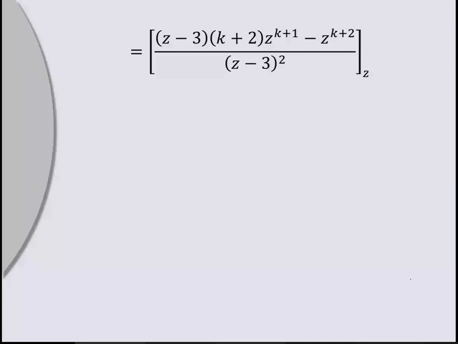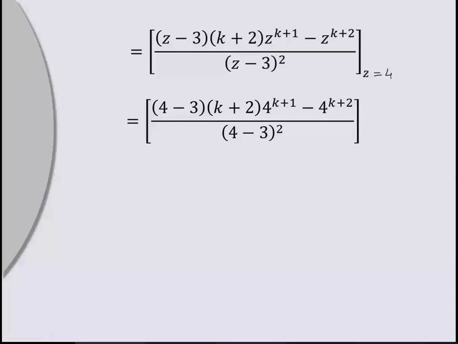Put z equal to 4 into it. Okay. Put z equal to 4. So it becomes 4 minus 3 into k plus 2 into 4 raised to k plus 1, minus 4 raised to k plus 2 upon 4 minus 3 square. Simplify it. 4 minus 3 is 1, 1 square is 1. So it becomes k plus 2 into 4 raised to k plus 1 minus 4 raised to k plus 2.